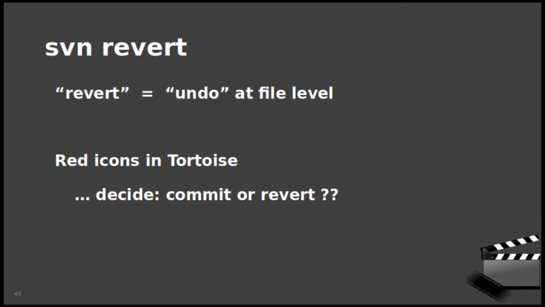Subversion Revert means to undo at a file level. For Delphi programmers, Revert is especially helpful when you want to avoid making changes to DFM files, yet save changes to Pascal files. Tortoise SVN lets you know when files have been modified by giving you a red color to the icon. At that point, it is your decision. Do you want to commit your changes or revert them? Let's watch an example.